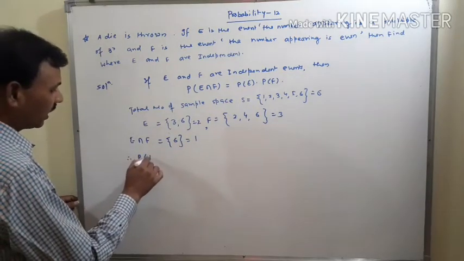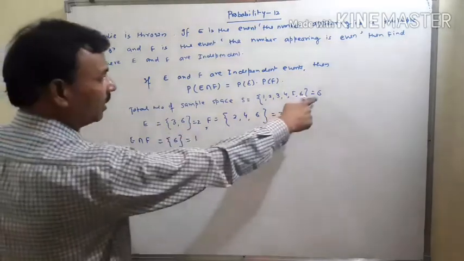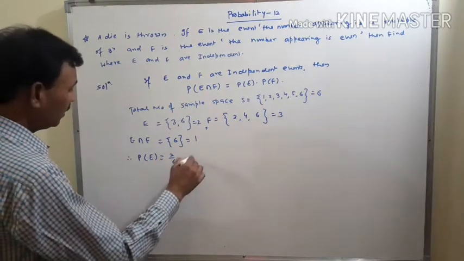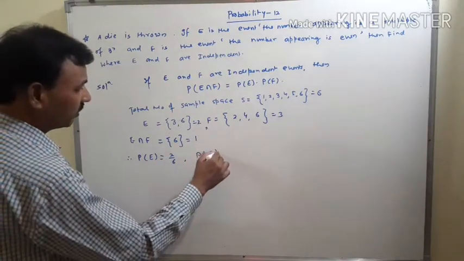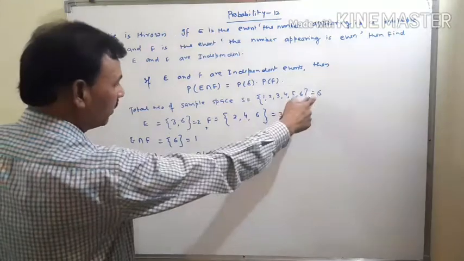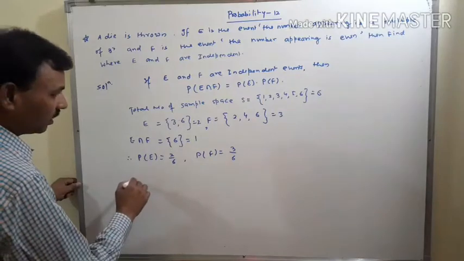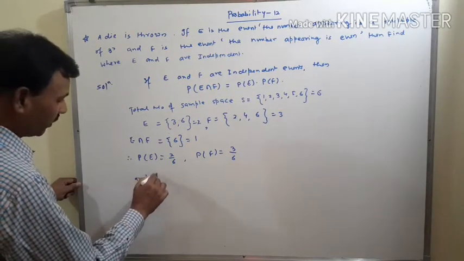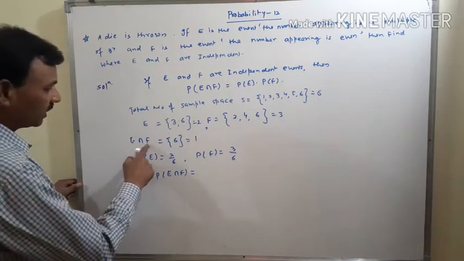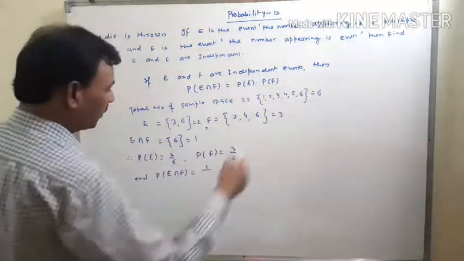Therefore the probability of E is equal to the number of favorable events upon the number of sample space, that means 2 upon 6. And the probability of F is the number of favorable events 3 upon the number of sample space 6. And the probability of E intersection F is 1 upon the total number of events 6.